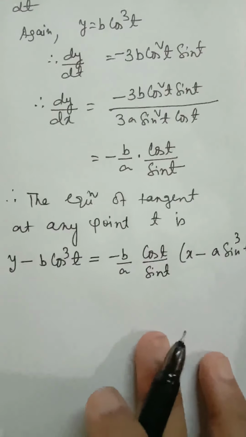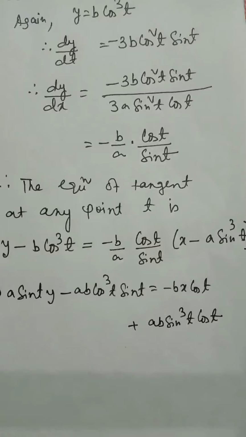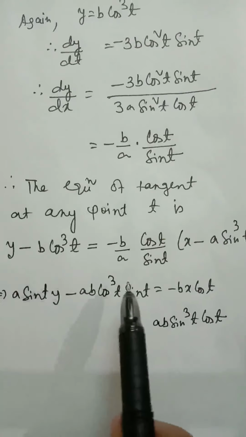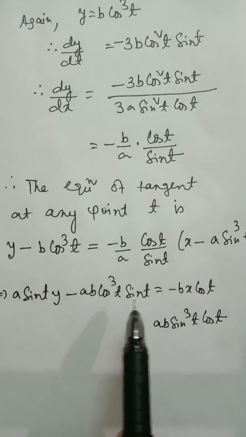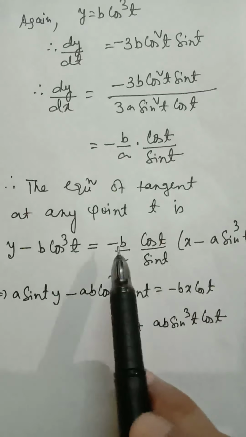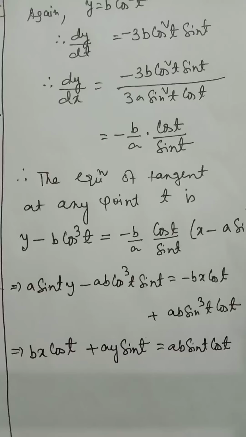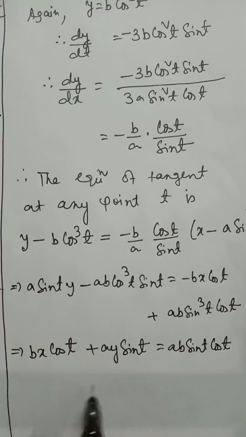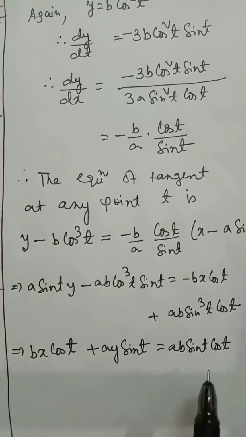Now we have to simplify. Cross multiplying, we get a sin t into y minus ab cos cube t into sin t equals minus b cos t into x plus ab cos t into sin cube t, and after further simplification we get the equation of the tangent as this.